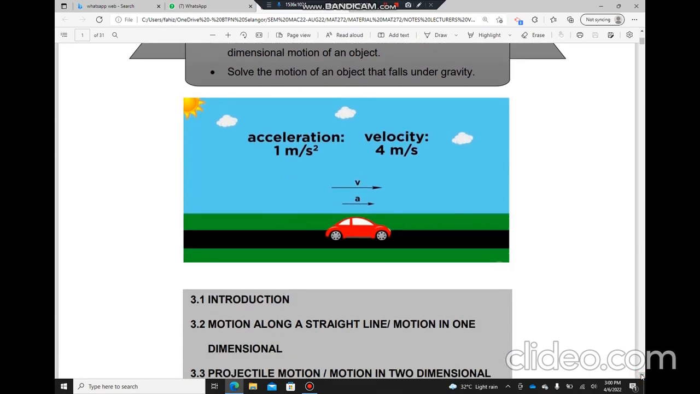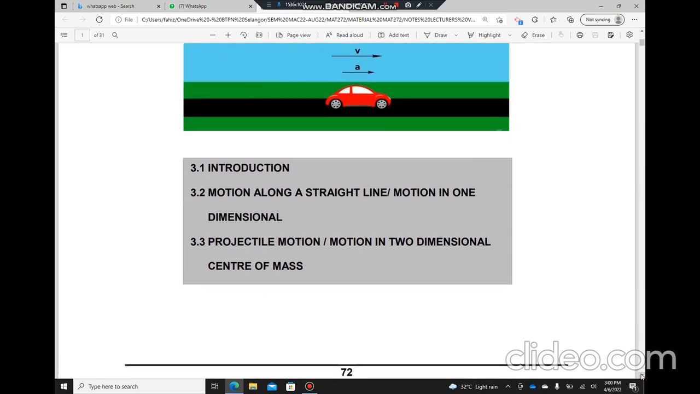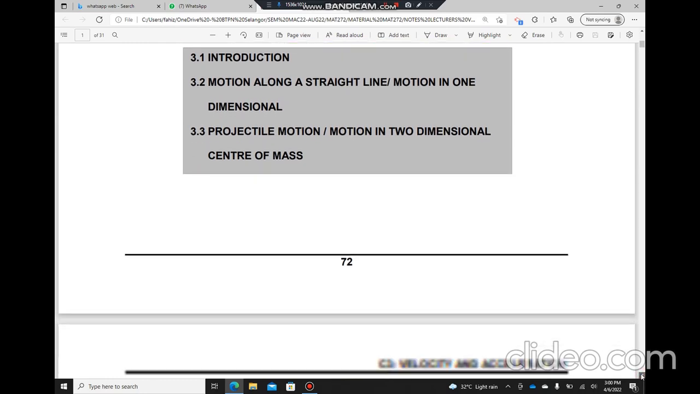Okay, so from this figure, you can see here the acceleration and velocity. Acceleration means pecutan and velocity means hal laju. Okay, this chapter includes an introduction, motion along a straight line or motion in one dimensional, and last one is projectile motion or motion in two-dimensional, center of mass.